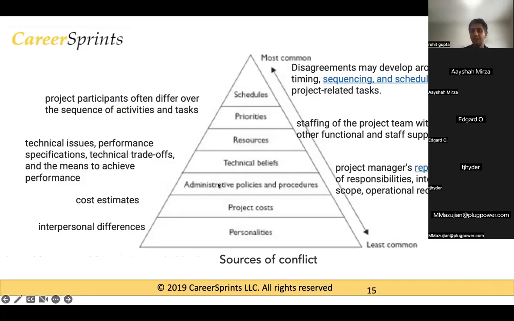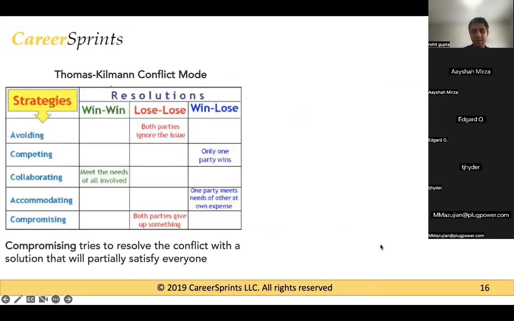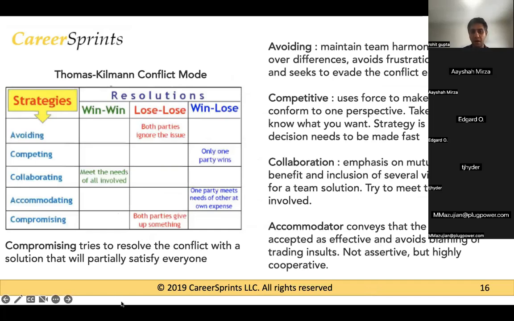Okay, so these are the sources of conflict. Now that we understand what is conflict, what is good conflict, bad conflict, what is warranted and unwarranted conflict, and where this conflict comes from, let's look at one of the models which helps us understand how we deal with conflict. This is a very popular model. It's called the Thomas-Kilmann conflict mode. It helps you understand where you are when a conflict is actually happening, what kind of strategy you're adopting, and what kind of strategy the other person is adopting when it comes to conflict management.